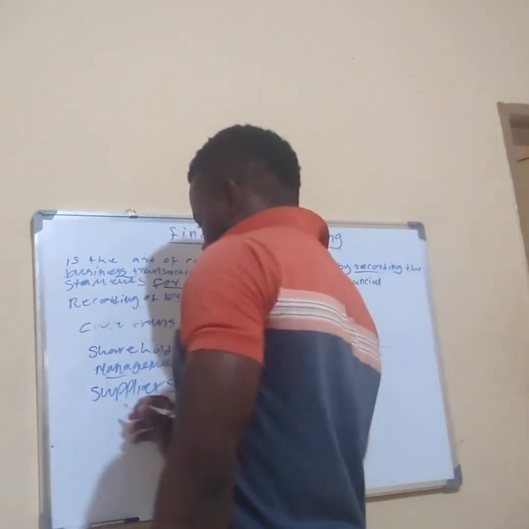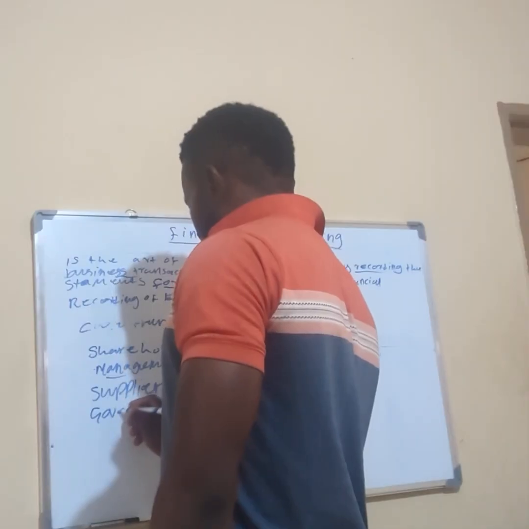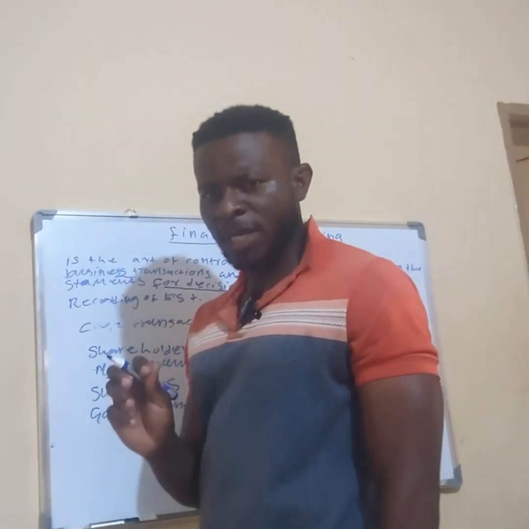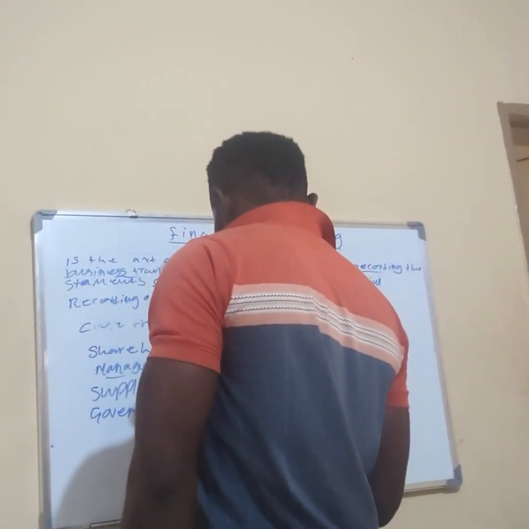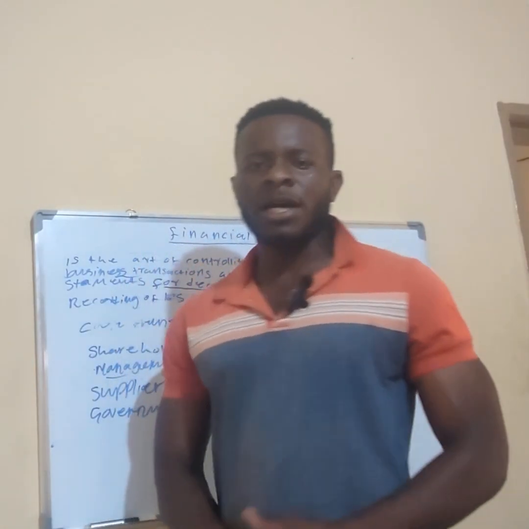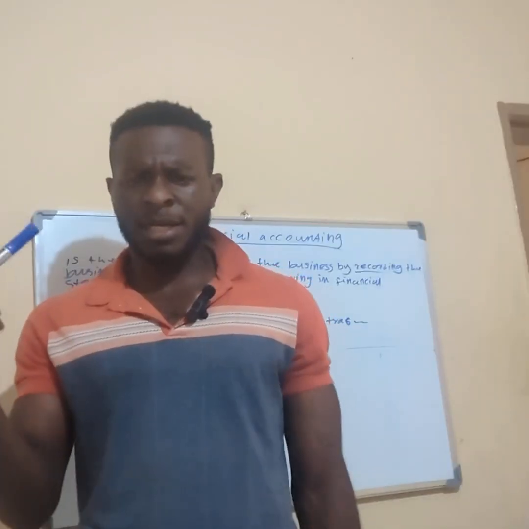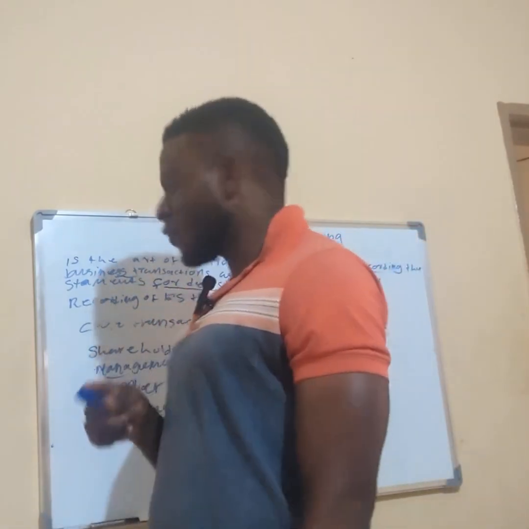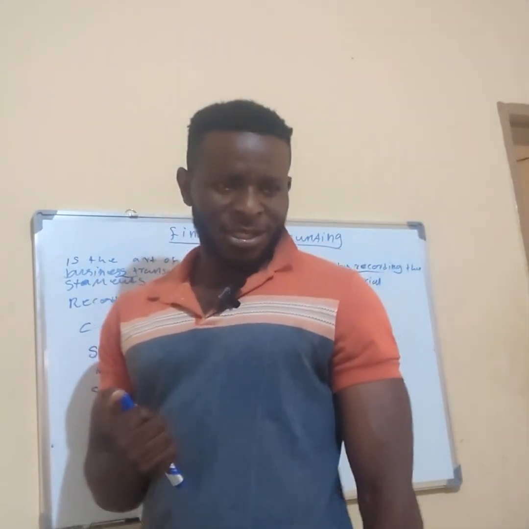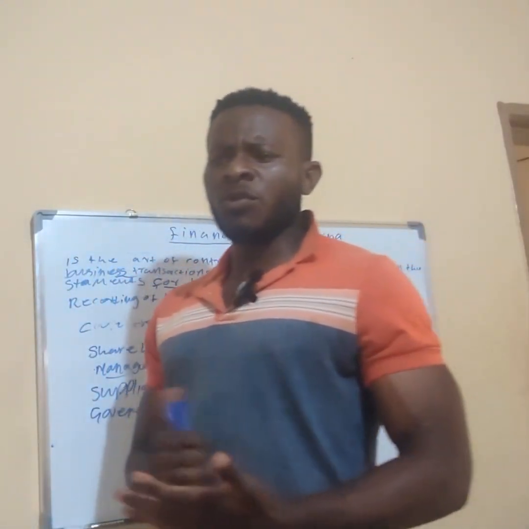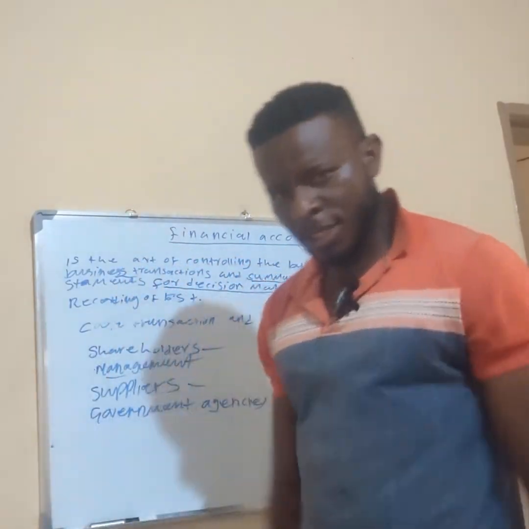We also have the government. Or let me put it this way, government agencies. In Zambia, we have the ZRA, Zambia Revenue Authority. In Ghana, they have the Ghana Revenue Authority. So they also need these financial statements. Why? Because they have to know whether you are paying the right amount of tax or not.